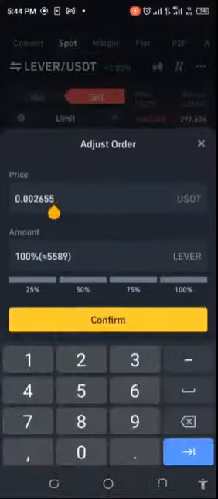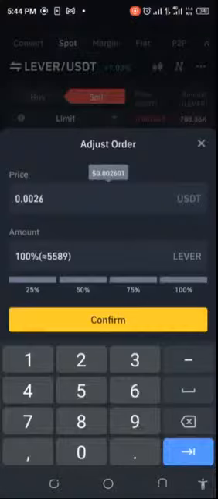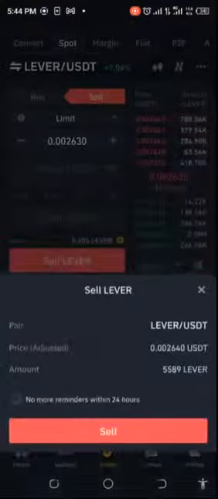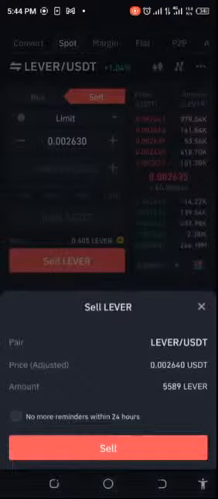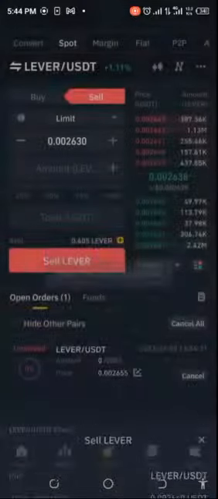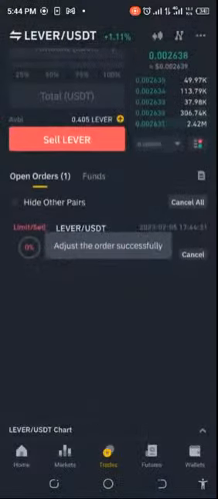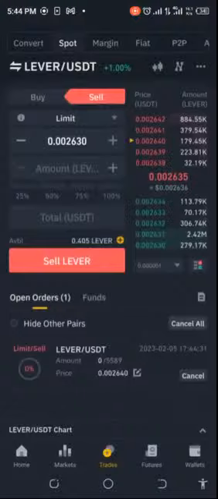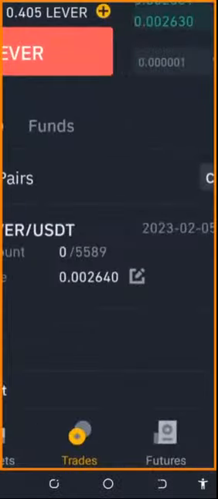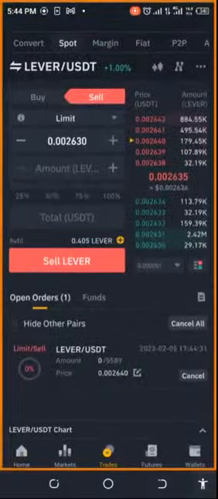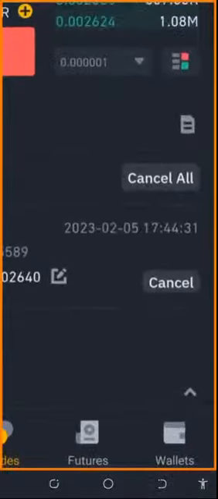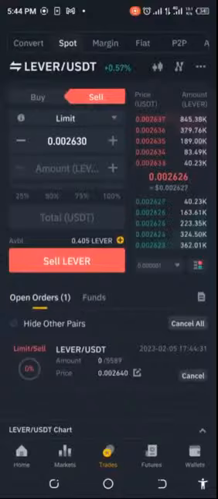So let me adjust it to 2640. Let's adjust it to 2640 and let's see whether we'll make profit. Okay, let's see. Let me see what happens here. Oh, what happened? I'm not sure. I think that's what has happened here. Okay, it's interchanged. Okay, let's see whether this will take us there.